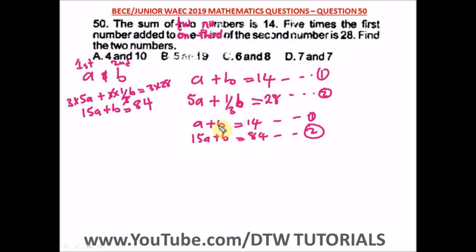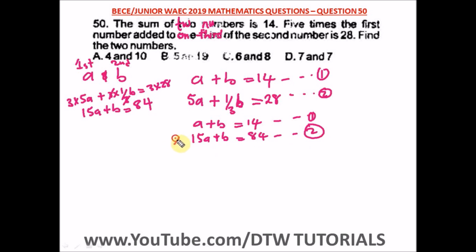Since it doesn't have any number in front of it, it's easy for us to cancel it out, so we look for A. To cancel out, since this is positive and this is positive, I need to make this sign here negative. To make the sign here negative, I have to multiply equation 2 throughout by a negative sign.